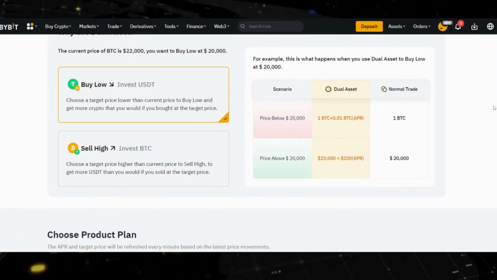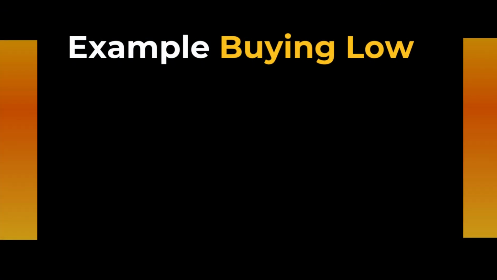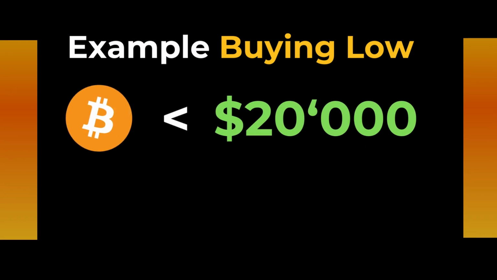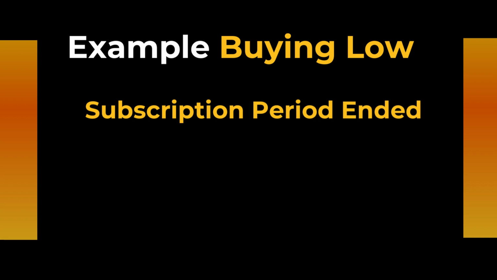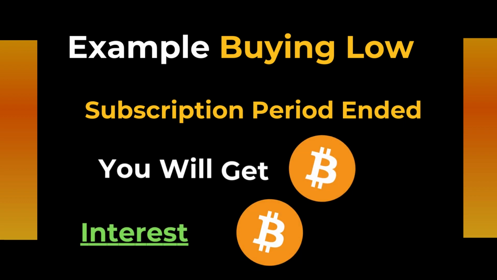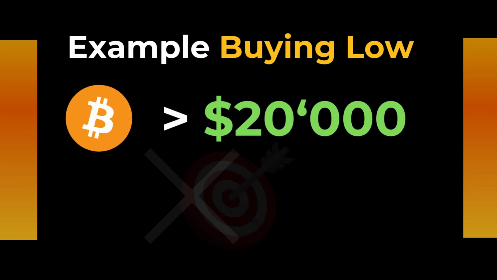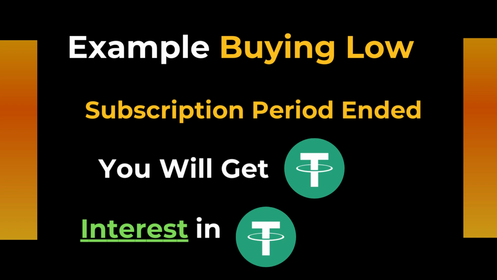You can choose between buying low or selling high. Let's assume that you want to buy Bitcoin at $20,000. If the price gets lower and the target has been reached, after the subscription period has ended, you will be buying Bitcoin and getting an interest, which is also in Bitcoin. But if it gets higher, then you are getting your money back in USDT and also an interest.